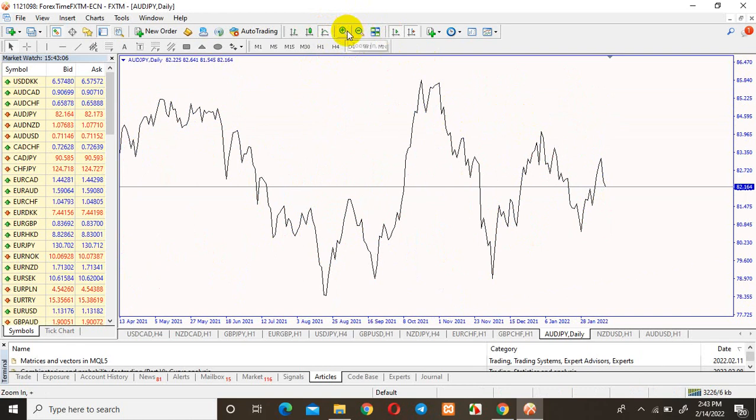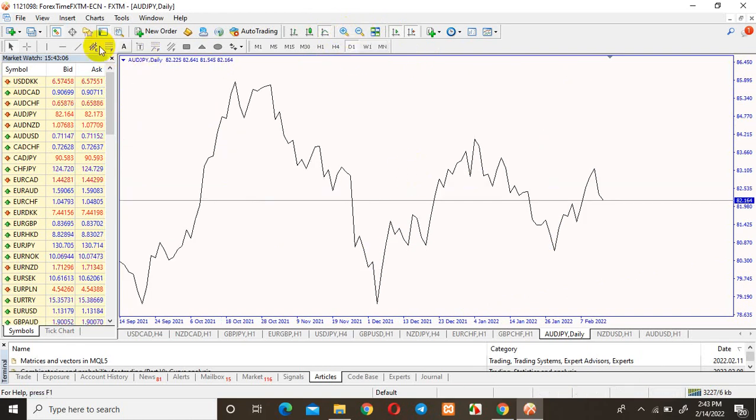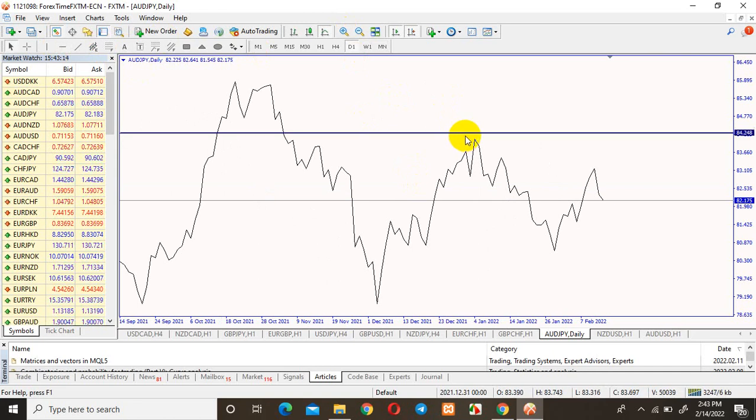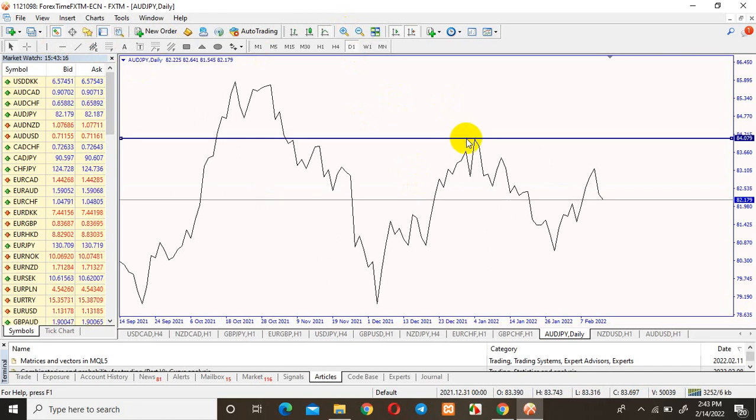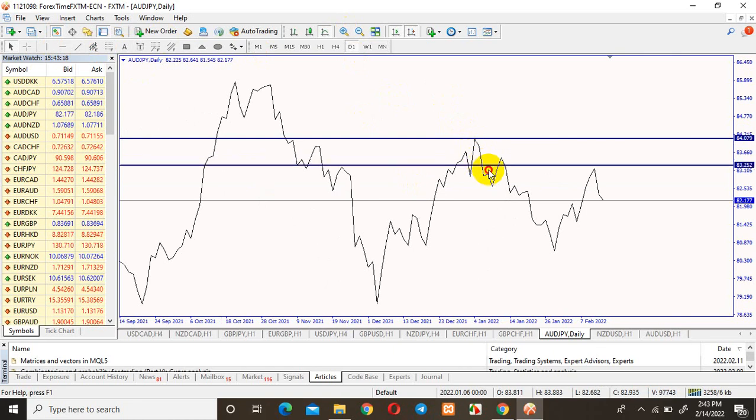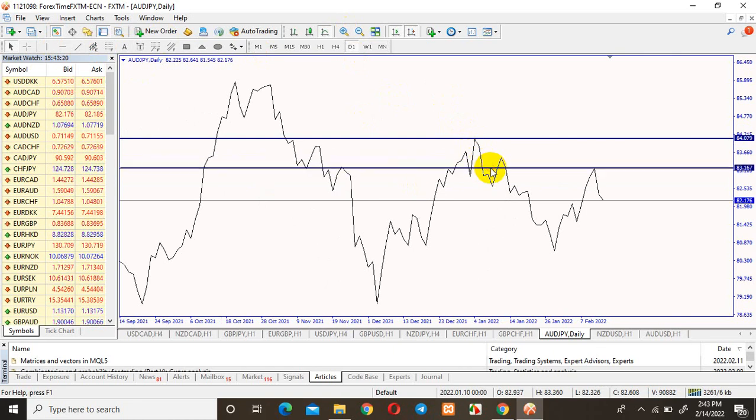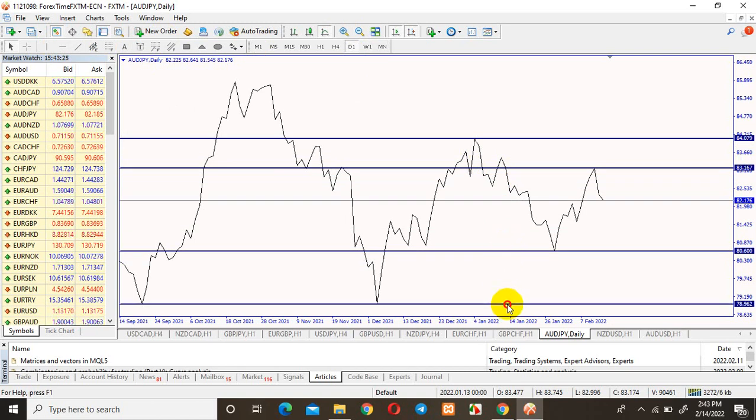If I move to my daily chart, I notice that I have gotten a resistance at this zone, and I got another one playing out here. Then moving further, I have my first support and second support. Look at this, so that you can see that it's a nice zone.